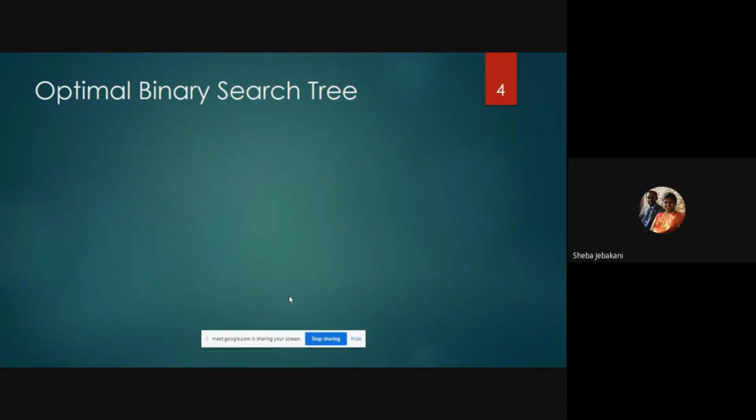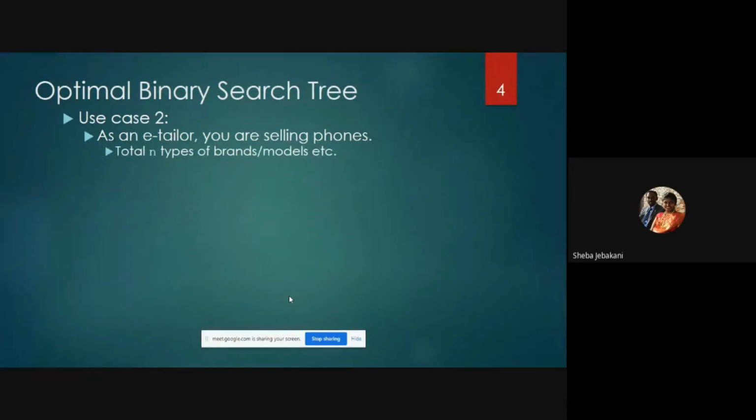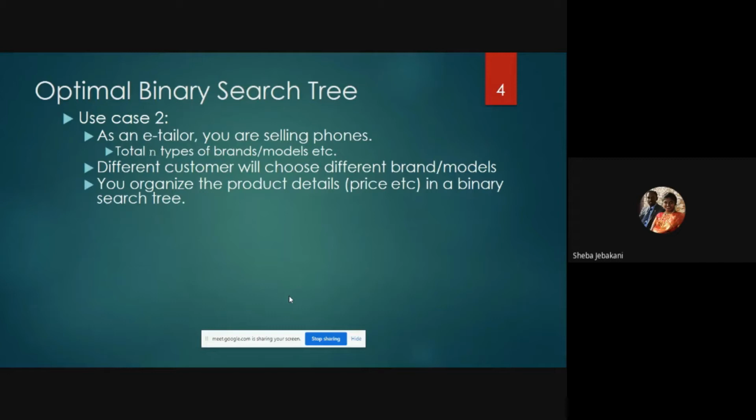Let's take another example. You are an e-retailer who's selling mobile phones. There are totally n types of brands or models that are present. Now, different customers will choose different brands or models, and you need to organize the product details in the binary search tree, like the price of each and every product.